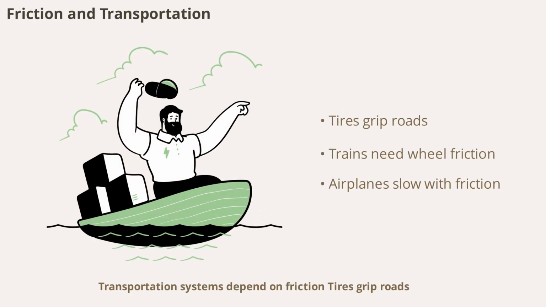Transportation systems depend on friction. Tires grip roads, trains rely on friction between wheels and rails, and airplanes use friction to slow down when landing. Engineers carefully balance friction to ensure vehicles move efficiently and stop safely. Too much or too little can lead to problems, so it's a key consideration in design.